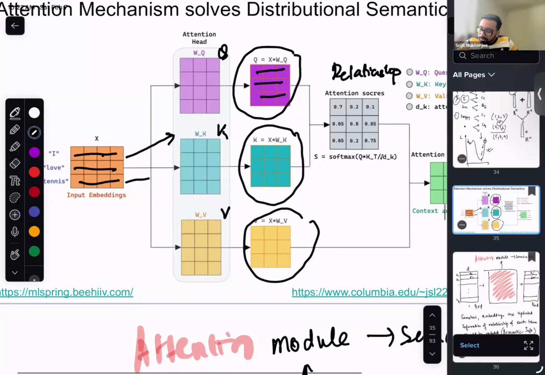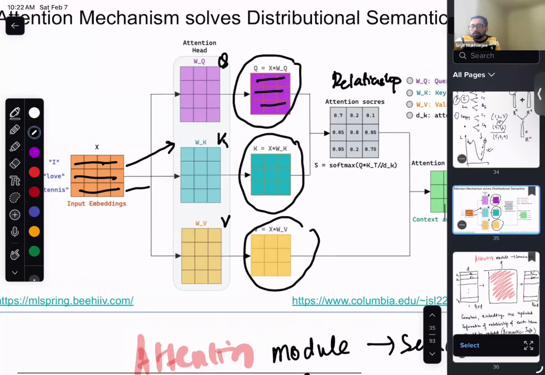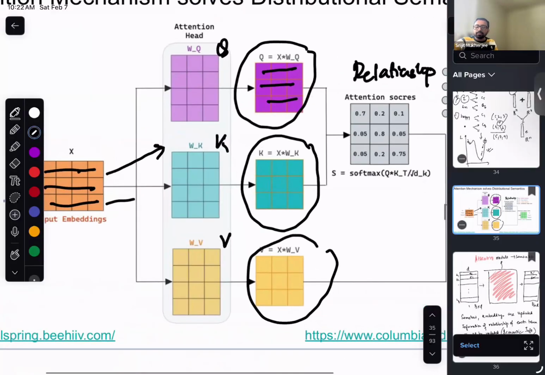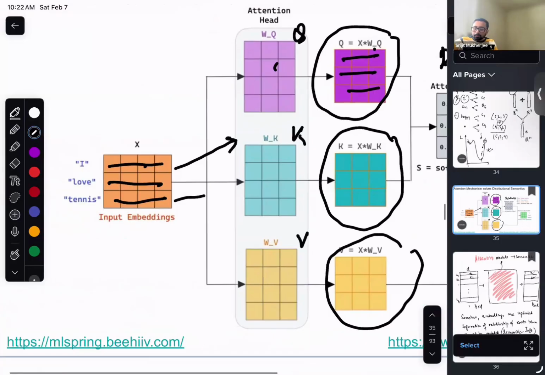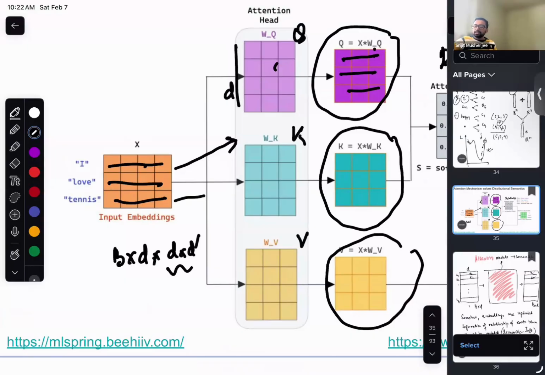So what is done here? It's nothing but, okay, how are the key and query vectors created? You multiply everything with a weight matrix. If the input is B cross D, then this is D cross D dash. You can see it's a 4-dimension here, D cross D dash. This is just a linear weight, linear multiplication. Everything about neural networks is 80% linear, 20% non-linear.